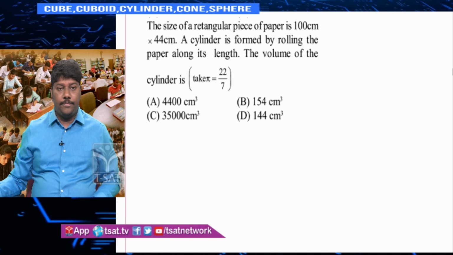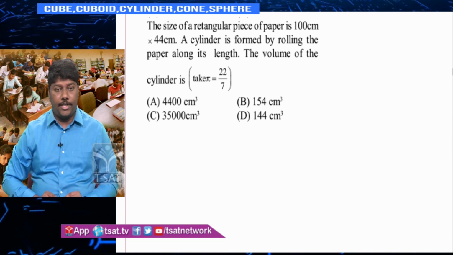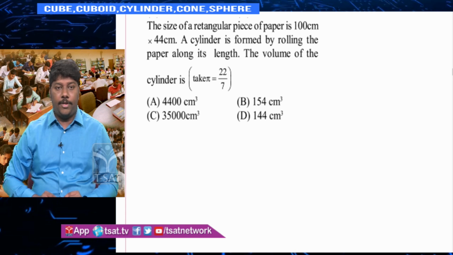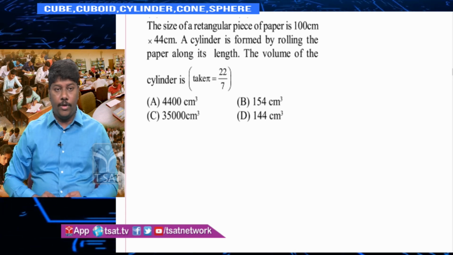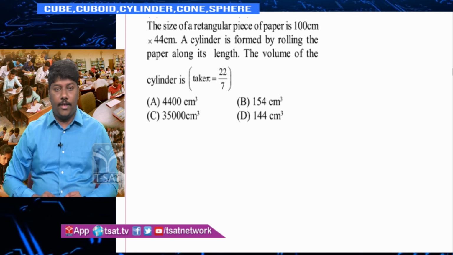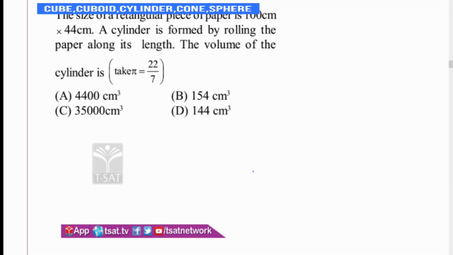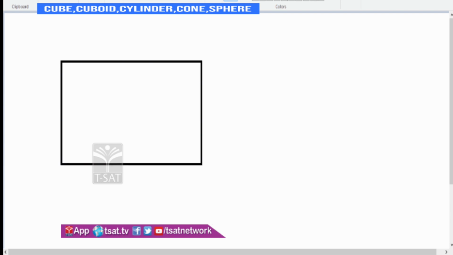Let's look at the next question. The size of a rectangular piece of paper is 100 centimeter by 44 centimeter. A cylinder is formed by rolling the paper along its length. The volume of the cylinder is. So he is asking you the volume of the cylinder when it is rolled into the shape of a cylinder. We are rolling it into a cylinder like this, along its length which is 100.